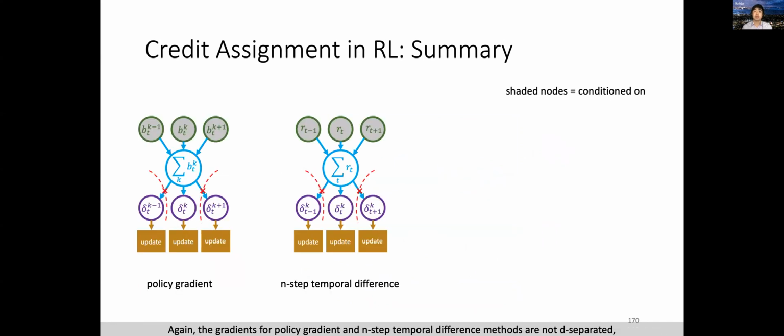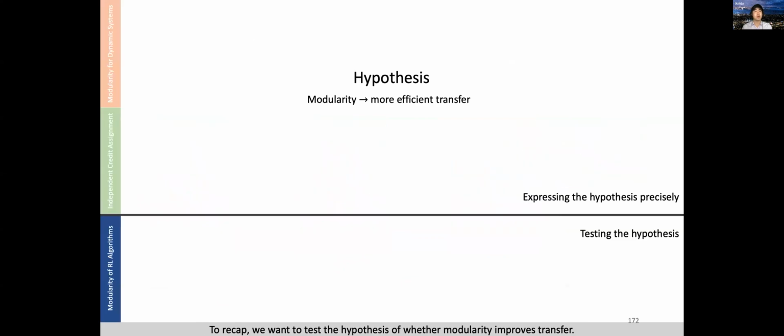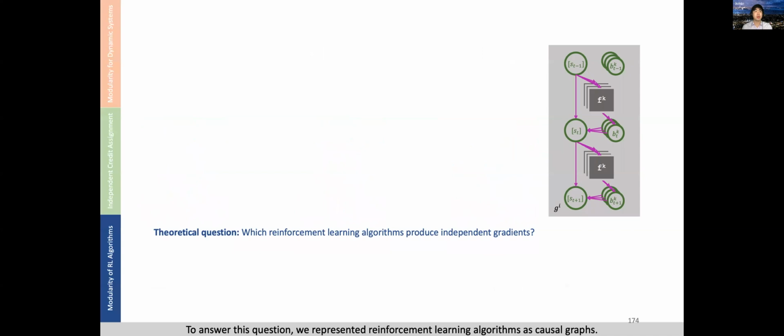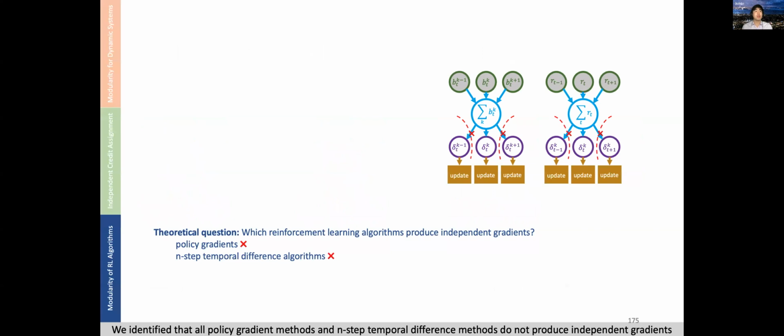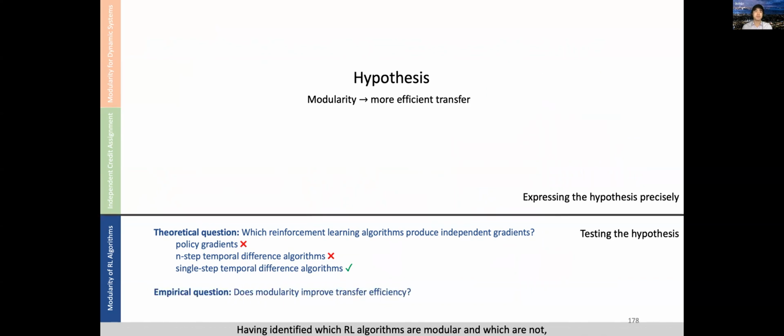Again, the gradients for policy gradient and n-step temporal difference methods are not d-separated, whereas the gradients for single-step temporal difference methods are in generic cases. To recap, we want to test the hypothesis of whether modularity improves transfer. To do that, we need to determine which reinforcement learning algorithms are indeed modular. To answer this question, we represented reinforcement learning algorithms as causal graphs. We identified that all policy gradient methods and n-step temporal difference methods do not produce independent gradients because the causal structure of their credit assignment mechanisms contain a shared hidden variable. In contrast, in generic cases, single-step temporal difference methods do produce independent gradients and thus are modular.